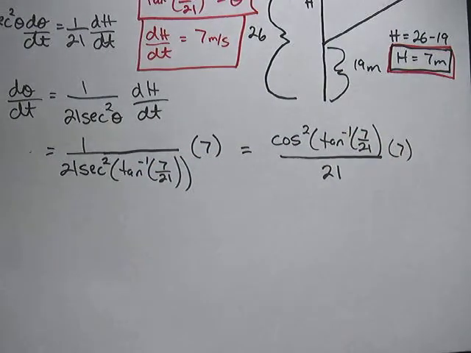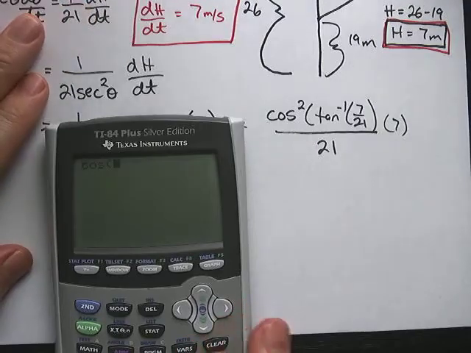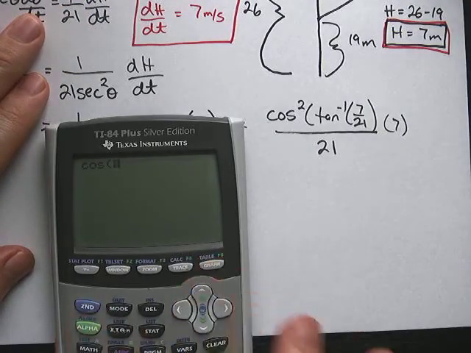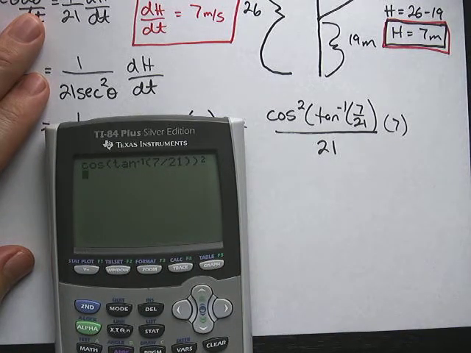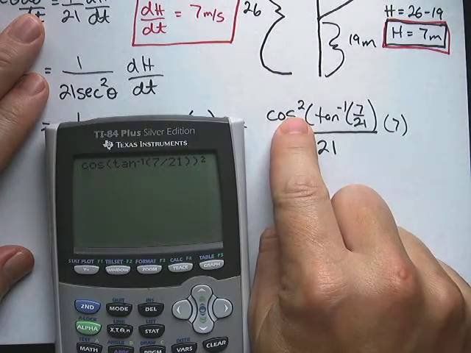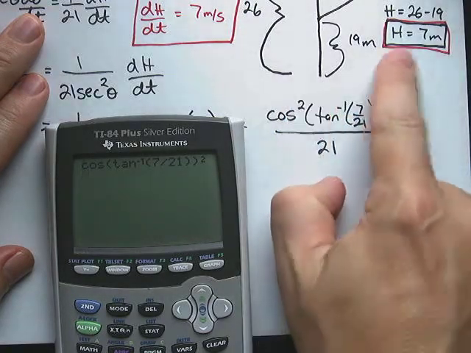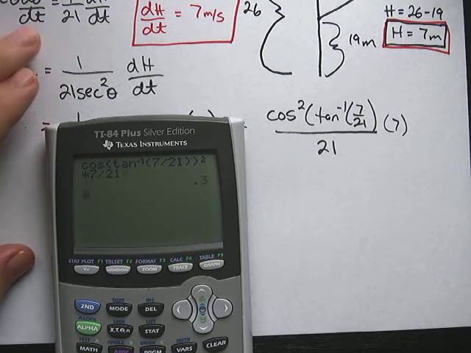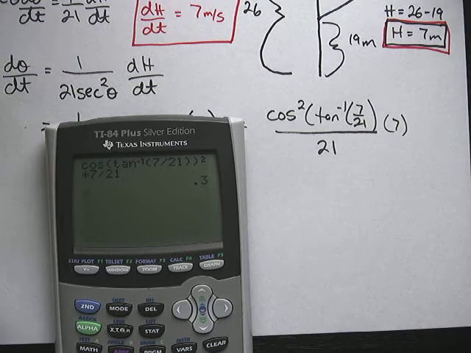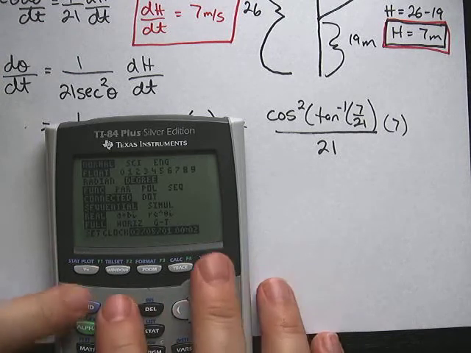Okay, now I can type that in. Cosine of tangent inverse of 7 over 21. And that takes care of my second parentheses. Make sure and square it. Remember, when you have a cosine squared, you can just put parentheses around and put a big square on the outside. And that's what I did here. And then times 7 divided by 21. Okay, and we get 0.3 as our answer. 0.3, and that's in degrees.